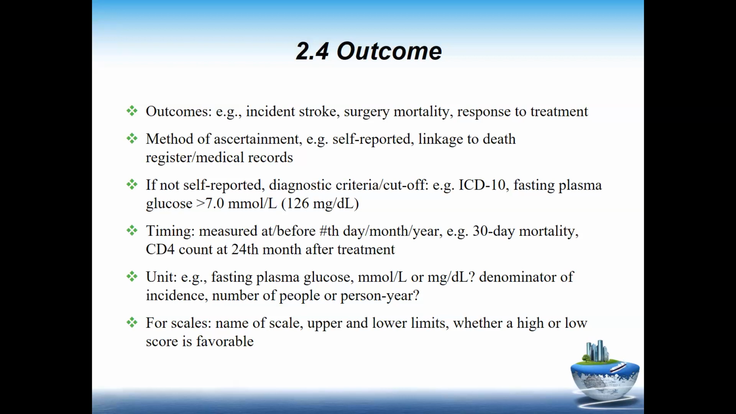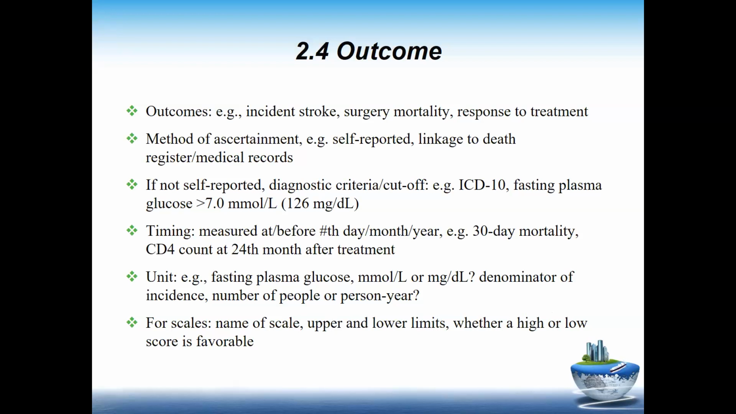But for SF12, maybe the highest possible score is 12. So the one unit for different scales means different things, right? So you need to write down the upper and lower limits of the scales, and whether a higher score represents a better outcome or a poorer outcome, right?